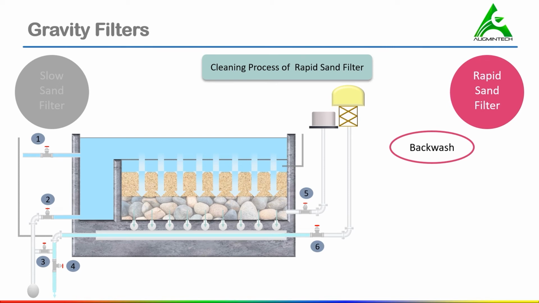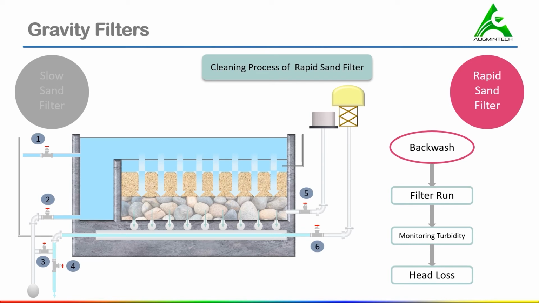Some plants use the length of the filter run, arbitrarily scheduling backwashing after 22 hours, after 72 hours or some other length of filter operation. Other plants monitor turbidity of the effluent water, and some are determined by the head loss within the filter to determine when the filter is clogged enough to need cleaning.